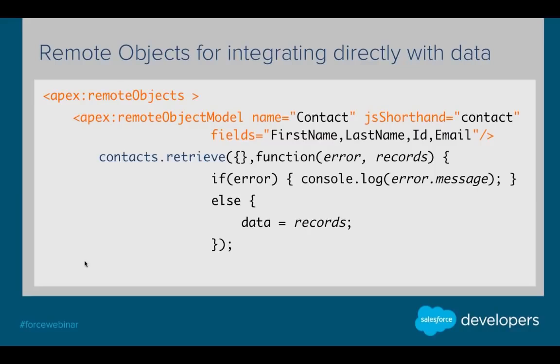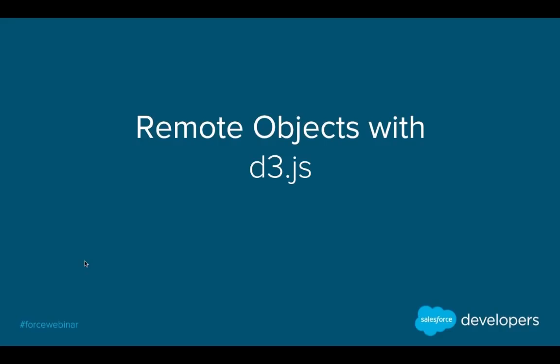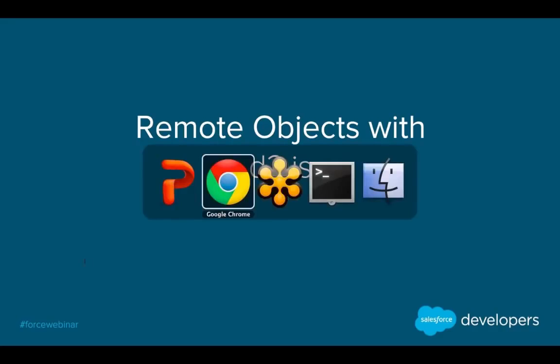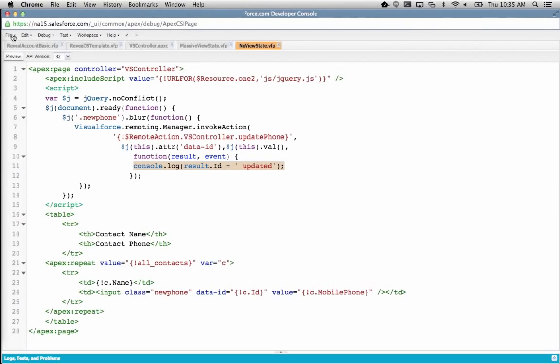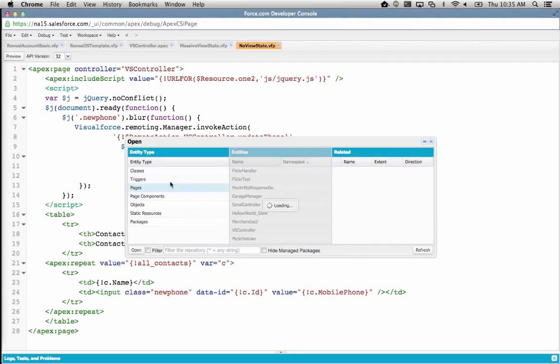So let's see a quick review of that. Same advantages of JavaScript remoting, no Apex required, can reference multiple data models, and we also have a feature where, like an extension, you can replace specific functions with JavaScript remoting. So let's look at one demonstration of that. This is using a library called D3, and D3 is actually the engine that basically made C3.js run.